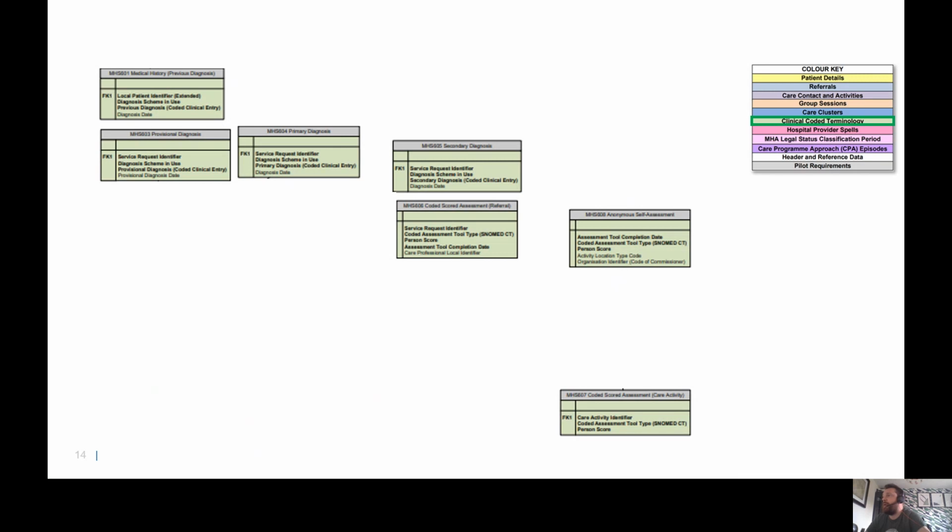Then we also have the coded scored assessments. So outcome assessments, whether that's common things like HONOS or more specific things like the GAD or PHQ, can be recorded in three ways, on three tables. There's the coded scored assessment table, which links to the referral. The coded scored assessment table linked to a specific piece of activity. And there's also the anonymous self-assessment. So what we'd see typically there is patient experience measures, for example, flowing through that table. So not linked to a specific referral, but still around that service.